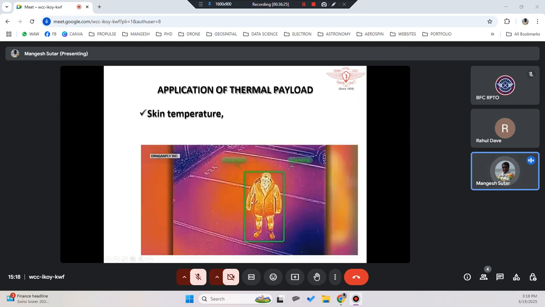Skin temperature, I told you the example of during the pandemic. A lot of people deployed thermal cameras, especially at airports. This was there earlier, where they were able to detect the temperature of a person without actually touching him physically or using any other devices.